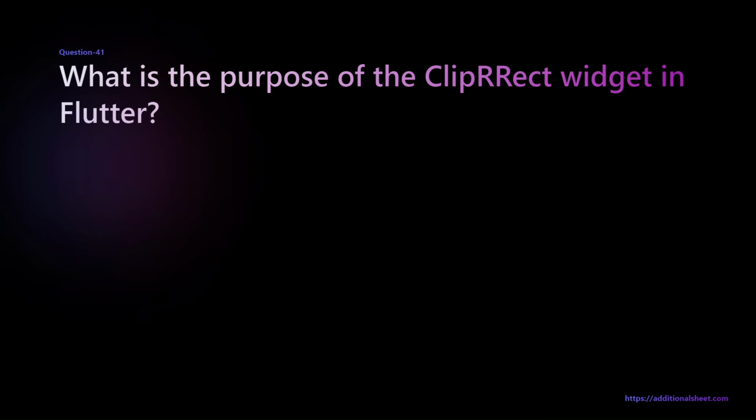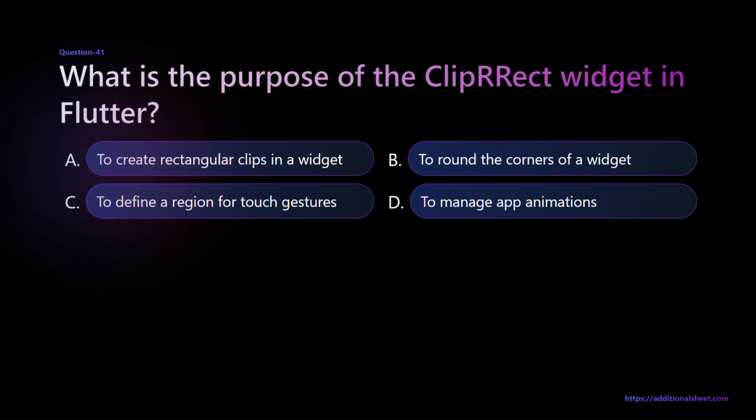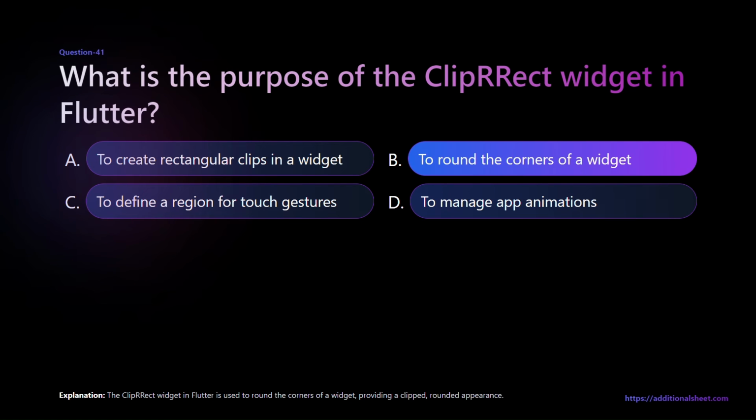What is the purpose of the clip RRect widget in Flutter? Option A, to create rectangular clips in a widget. Option B, to round the corners of a widget. Option C, to define a region for touch gestures. Option D, to manage app animations. The correct answer is option B, to round the corners of a widget.